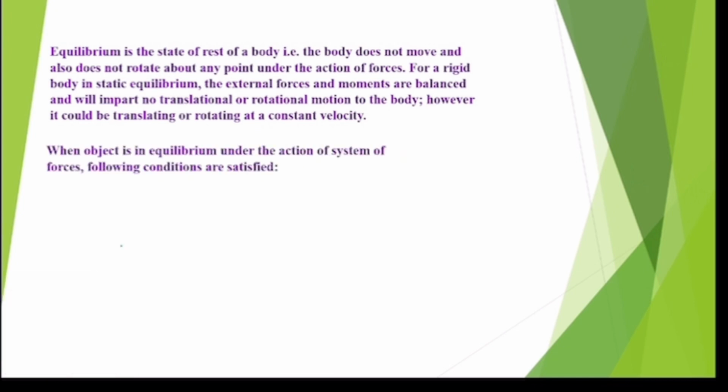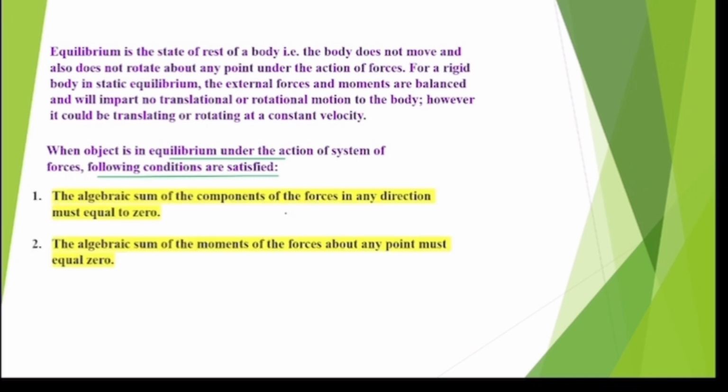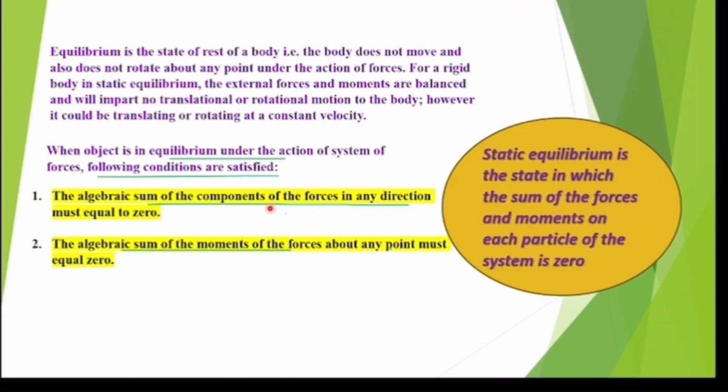When an object is in equilibrium under the action of a system of forces, the following conditions are satisfied. There are two conditions that have to be satisfied: one is force equilibrium and one is moment equilibrium, that we will see here. The algebraic sum of the components of the forces in any direction must be equal to 0. The algebraic sum of the moments of forces about any point must be equal to 0. These are the things we need to see about this one. So the sum of components of force and the sum of moments of forces, both conditions have to be satisfied.